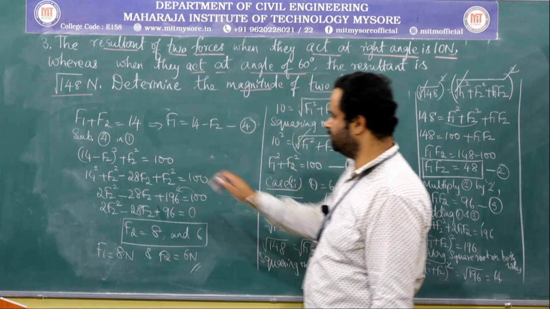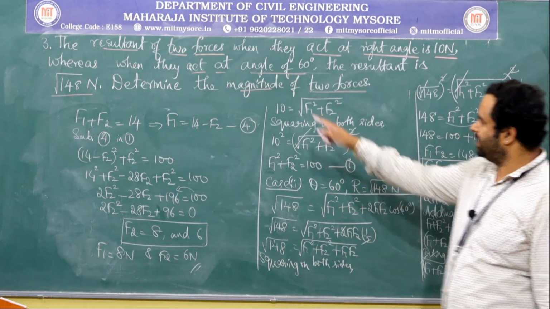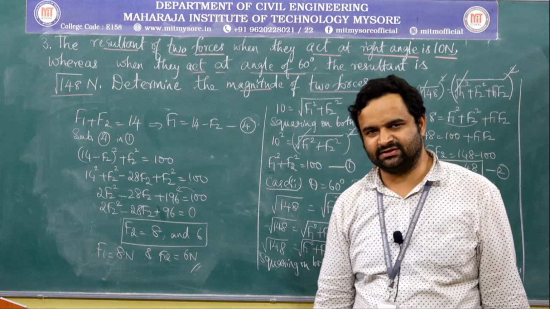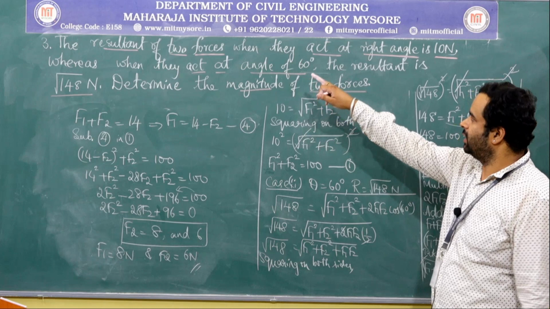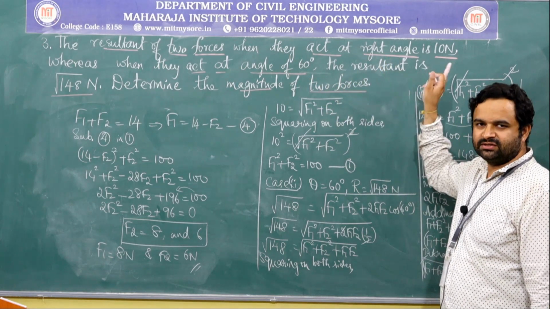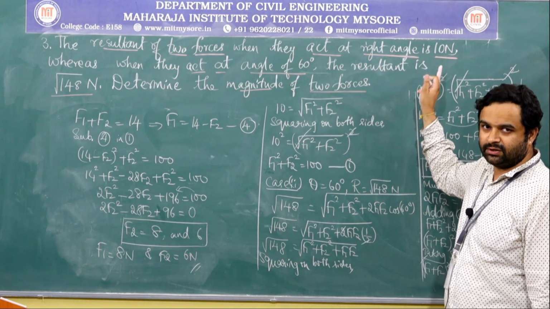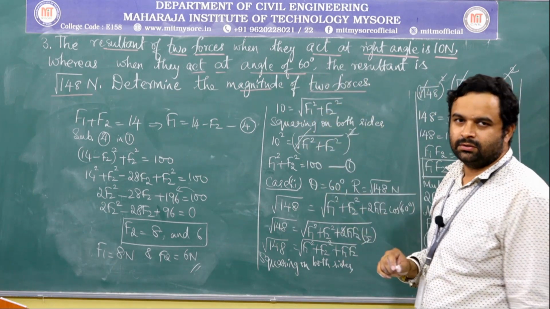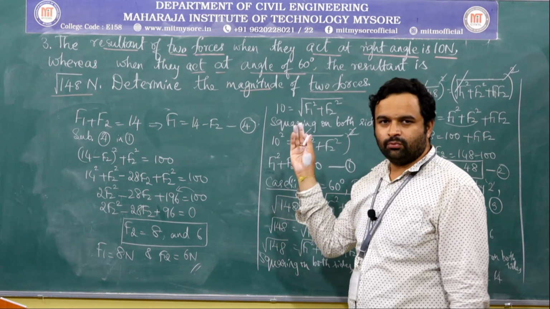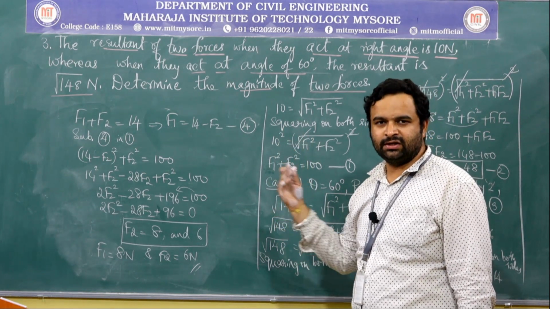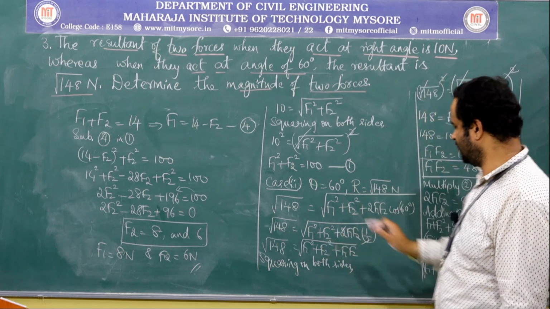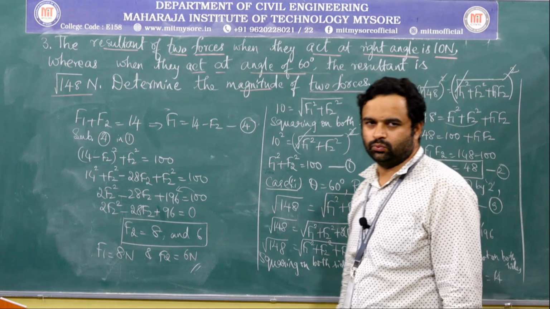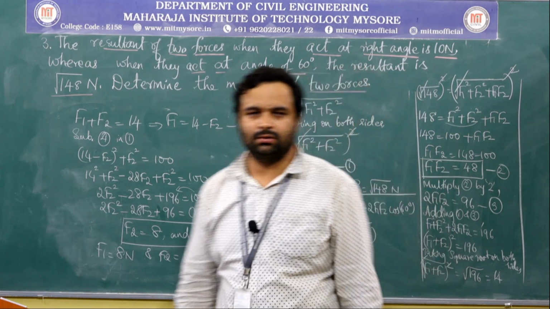So, this is how you determine the magnitude of the two forces when the resultants are given for two different cases. When the angle was 90 degrees, the resultant was 10 Newton, and when the angle was 60 degrees, the resultant was root of 148. Then, considering both the cases and applying the parallelogram law of forces, we have calculated the final values of F1 and F2. Okay, I hope this is clear.